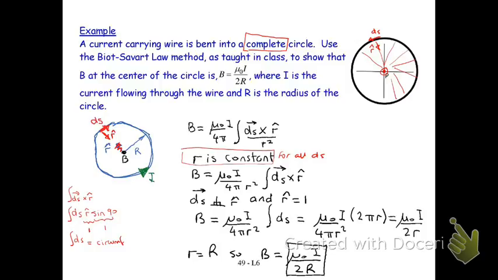So I say ds is perpendicular to R hat, and R hat is equal to 1 because it's a unit vector. It's a unit vector. You get this little hat on top. It's a unit vector. It's got a magnitude of 1.